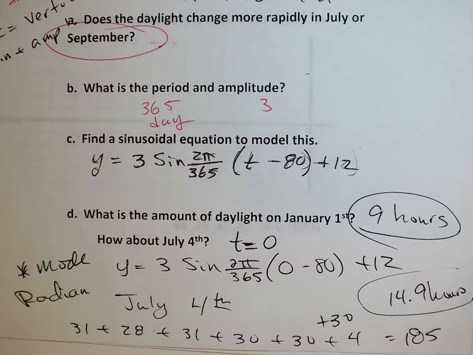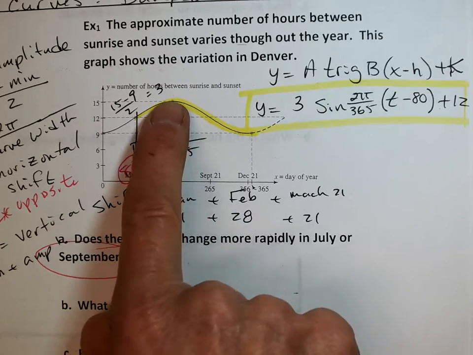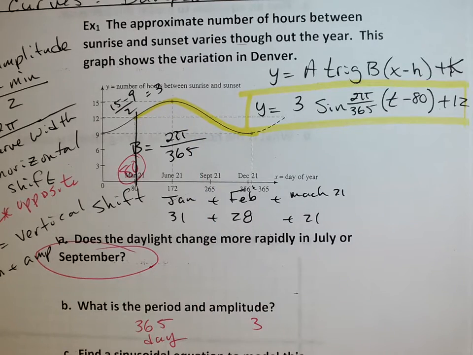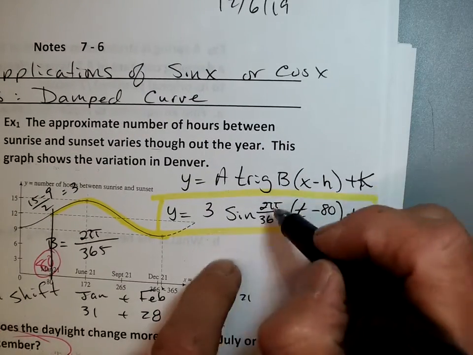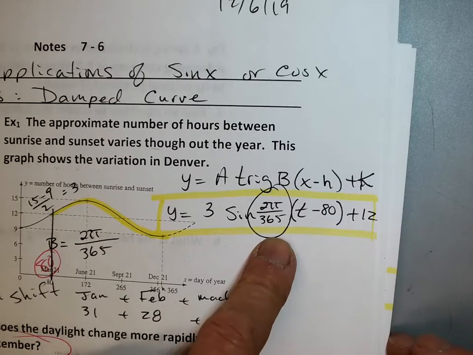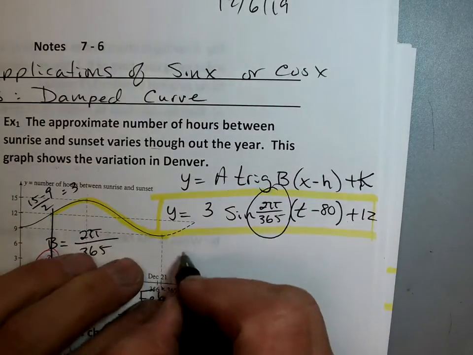I plugged in 185, and was I supposed to be in radians or degrees? Radians. I put it in as radians, and I got 17.42 hours. Can't be. There's something wrong with the way you put it in, because the highest we're ever going to get is 15. So Makai, check your formula. One way to make it easier to put in your calculator is to figure out what this is as a decimal, to the nearest thousandth, 0.0172.